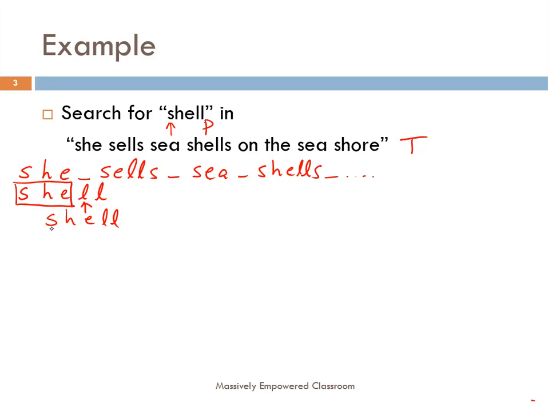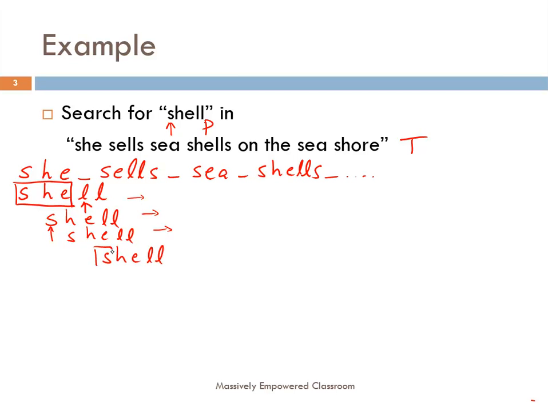Now the very first letter does not match in this case. This is S, that is H. So I advance it by 1 more position and I write "shell" here. Like this, we advance by just 1 position each time. When you come under "shells", when I write "shell" here, what happens?